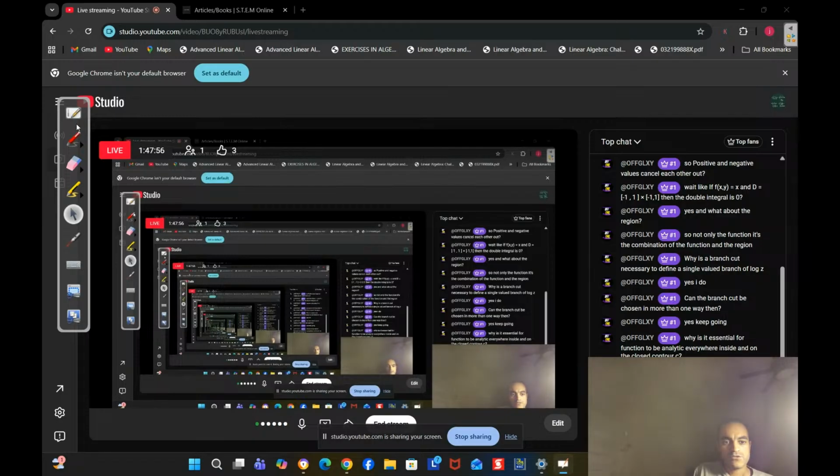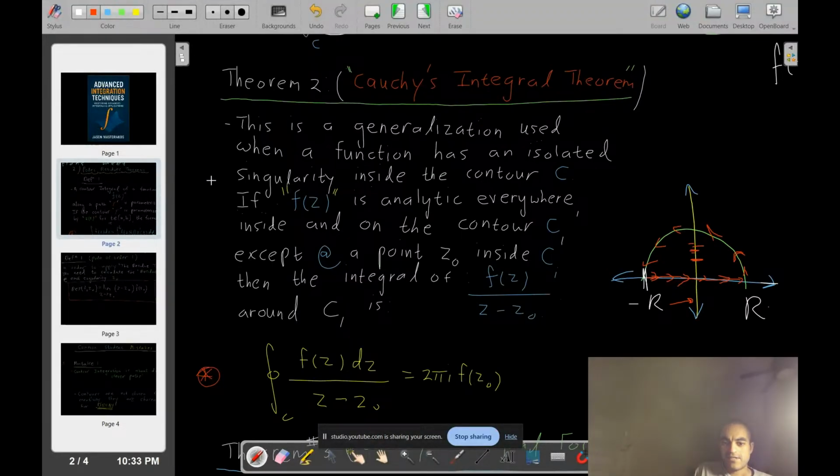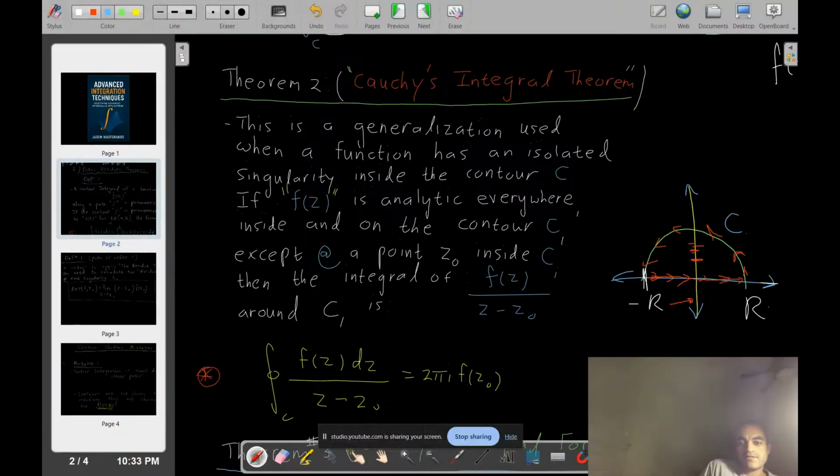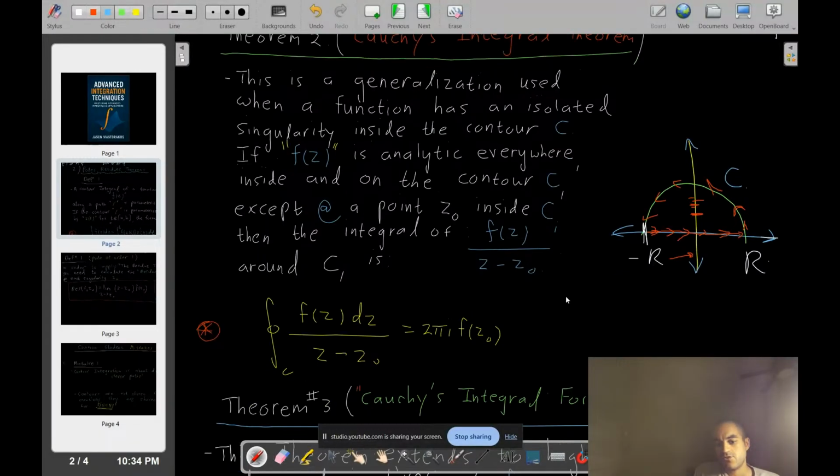So when a function has an isolated singularity inside the contour C, by the way, this is C, if f of z is analytic everywhere inside and on the contour C, except at z0 inside C, then the integral of f of z over z minus z0 is this guy right here.